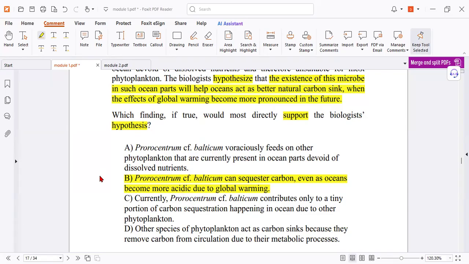When you sequester something, you try to isolate it, for example, or to hide away something. That just means this microbe can hide the carbon, so the carbon is not emitted into the atmosphere, so there's no problem for global warming. Right? As you mentioned, it's a better natural carbon sink. This can help us in global warming, one of the ways to protect the Earth. So let it be correct.